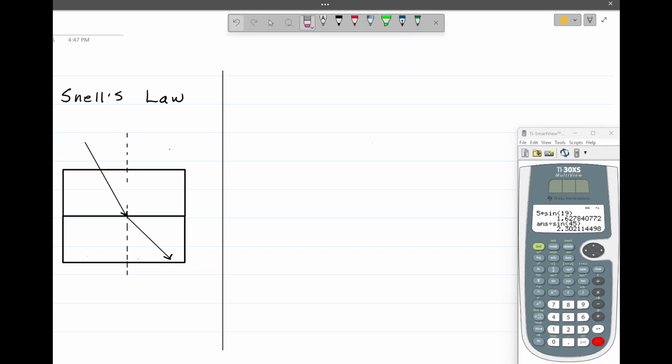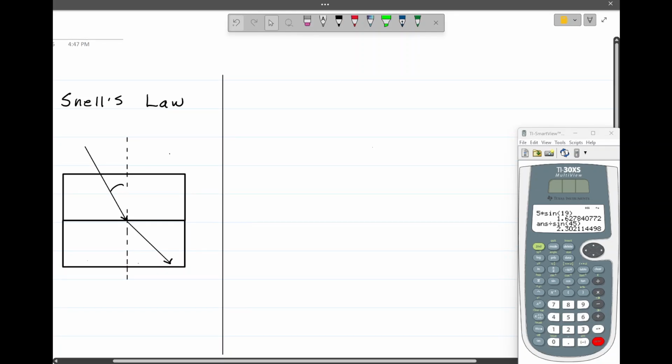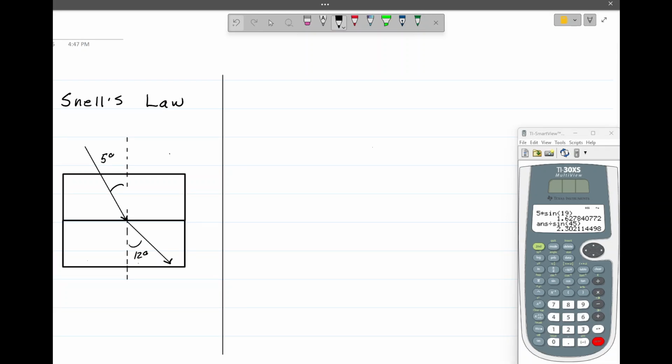All right, so for this last problem, I'm going to give you this angle here, which is 5 degrees. I'm going to give you this angle here, which is 12 degrees. I'm going to give you velocity 1, and I'm going to say that equals 2. I want you to figure out velocity 2. So what's V2? Okay, again, go ahead and pause the video, work this out, and see what you get.